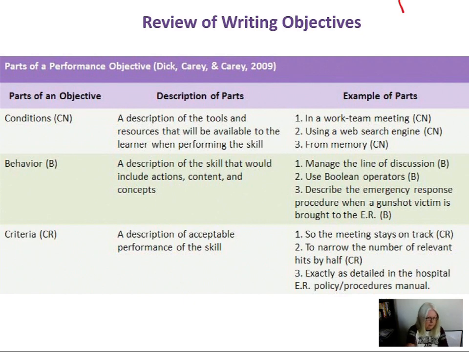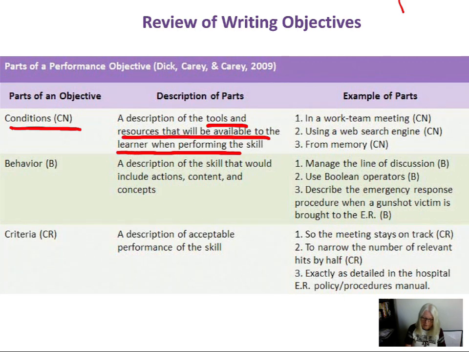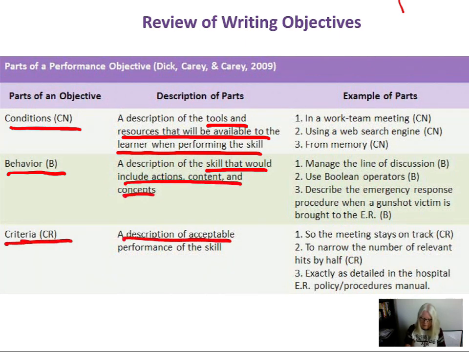So as a review of how we write objectives, the first part is the conditions. Conditions is a description of the tools and resources that will be available to the learner while performing the skill. Okay, behavior is a description of the skill that would include actions, content, and concepts. And criteria is a description of acceptable performance of the skill.